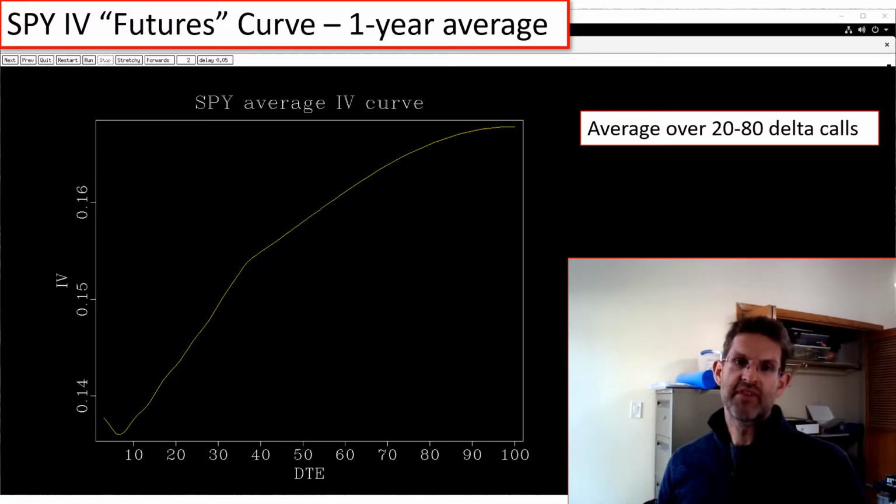If you plot the IV of an option versus days to expiration, you can get a quote IV futures curve. I average the IV over 20 to 80 delta calls to make this plot, and to make this plot, I actually also averaged over 1 year of data. So this is a 1 year average IV futures curve for the SPY.